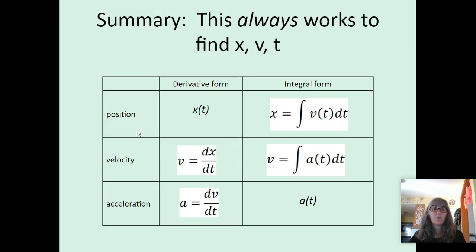So in order to get velocity from x of t, we're going to take dx dt, so derivative. Acceleration is dv dt, so those are slopes. In order to get position, we're going to integrate velocity dt. That's like area under the velocity time curve. And in order to get velocity, we're going to integrate acceleration dt, and that's like the area under the acceleration curve.